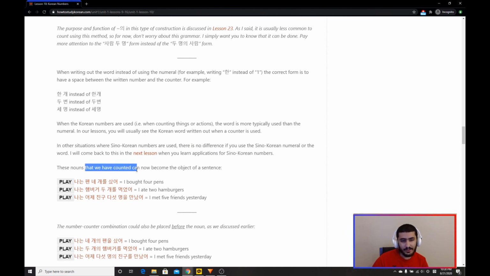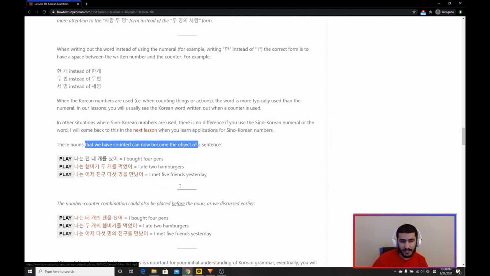So these nouns that we counted before can become the object of a sentence. So you can say 나는 펜 4개를 샀어. I bought 4 pens. 나는 햄버거 2개를 먹었어. I ate 2 burgers. Again, we're adding the counters. And then 나는 어제 친구 5명을 만났어. I met 5 friends yesterday.